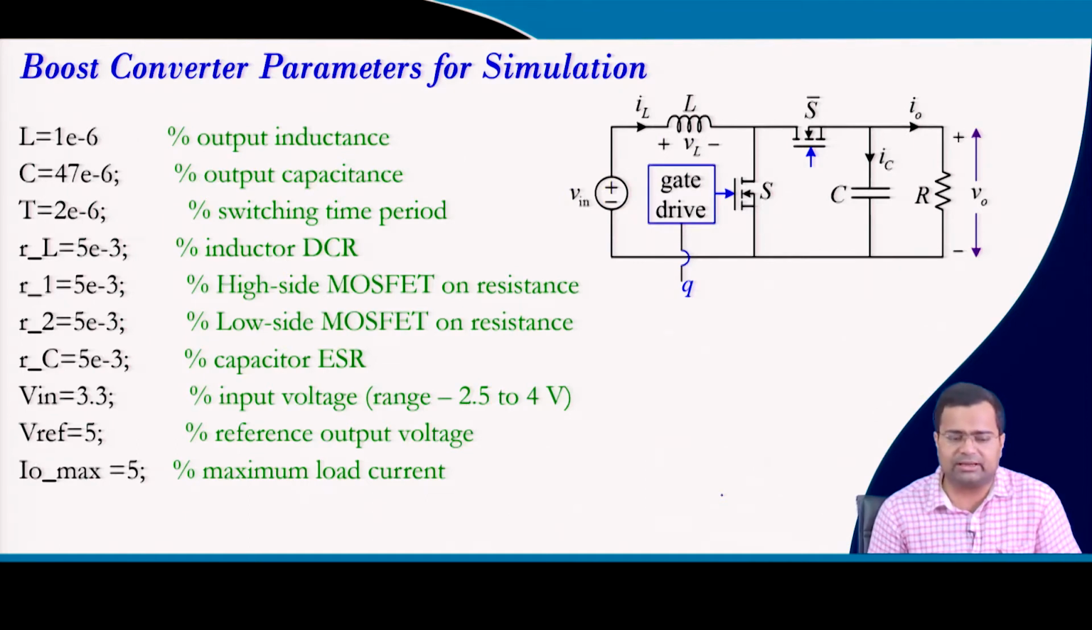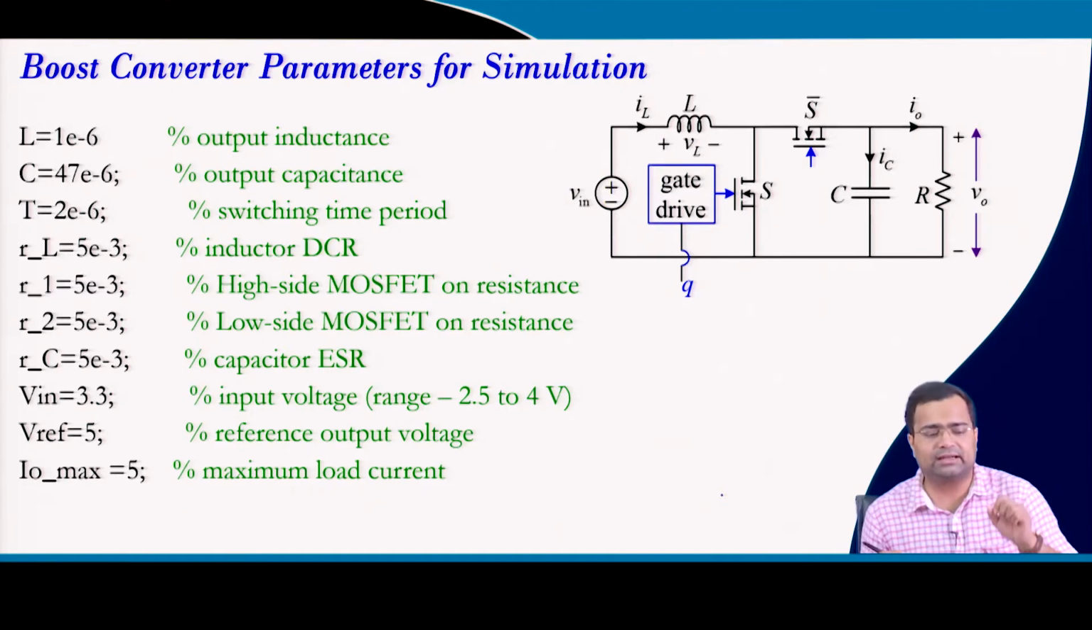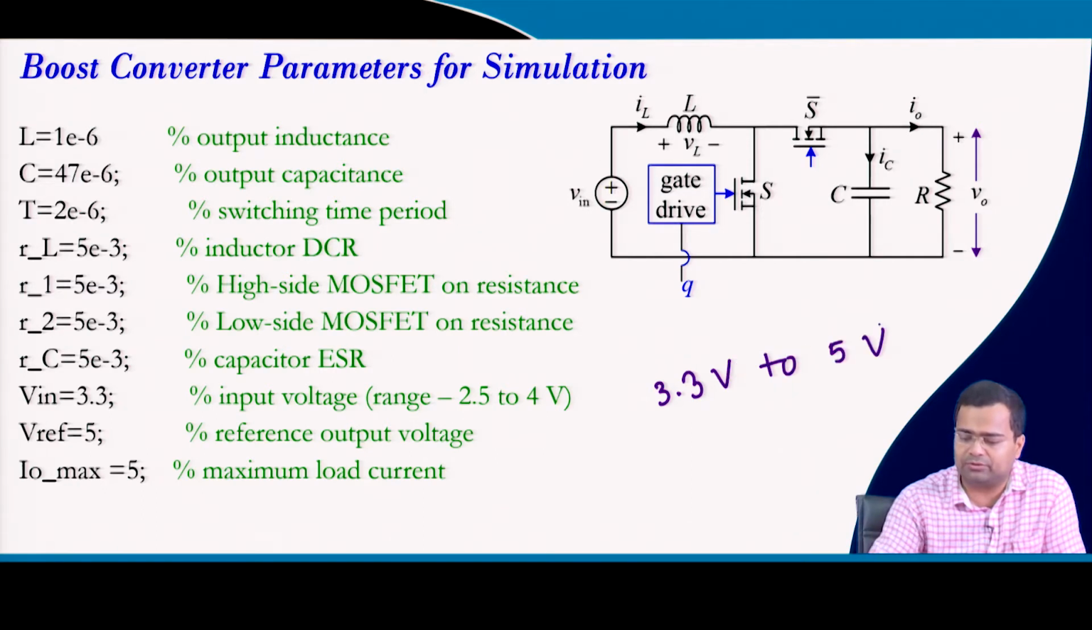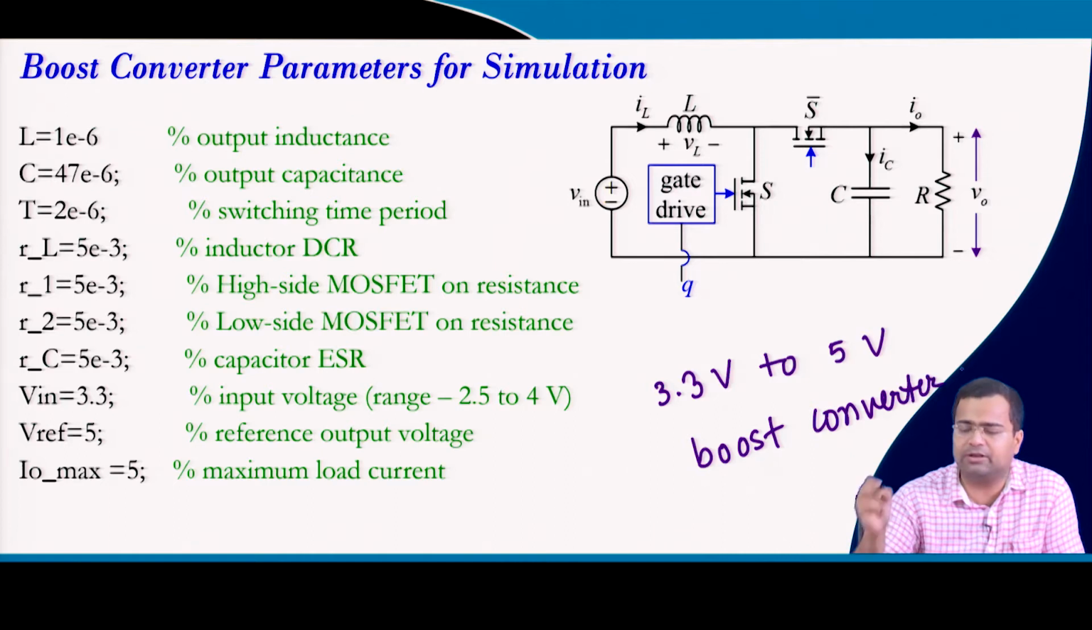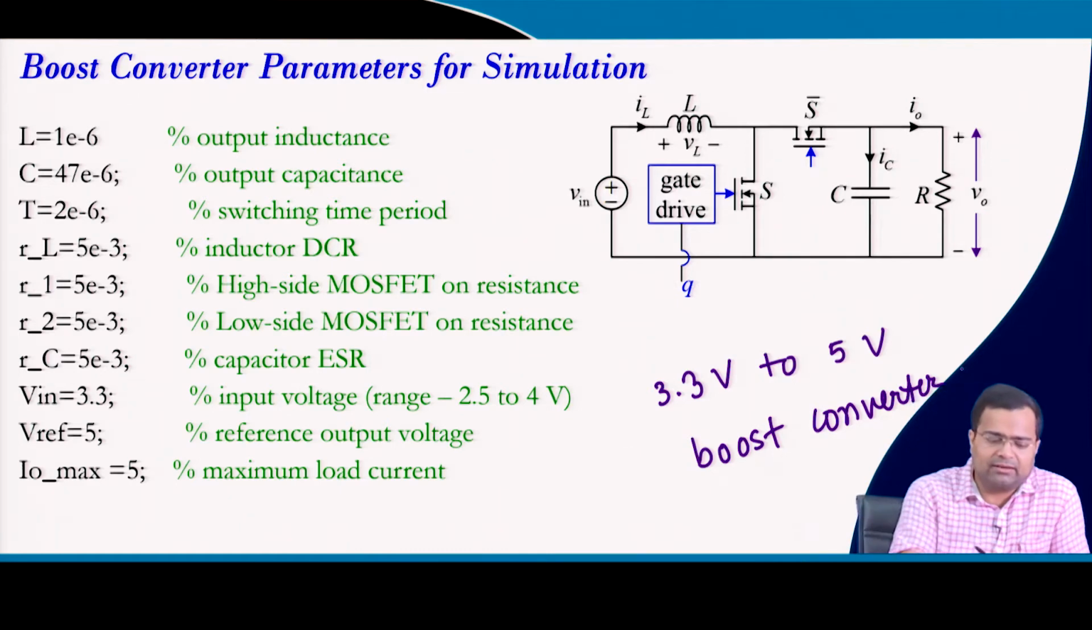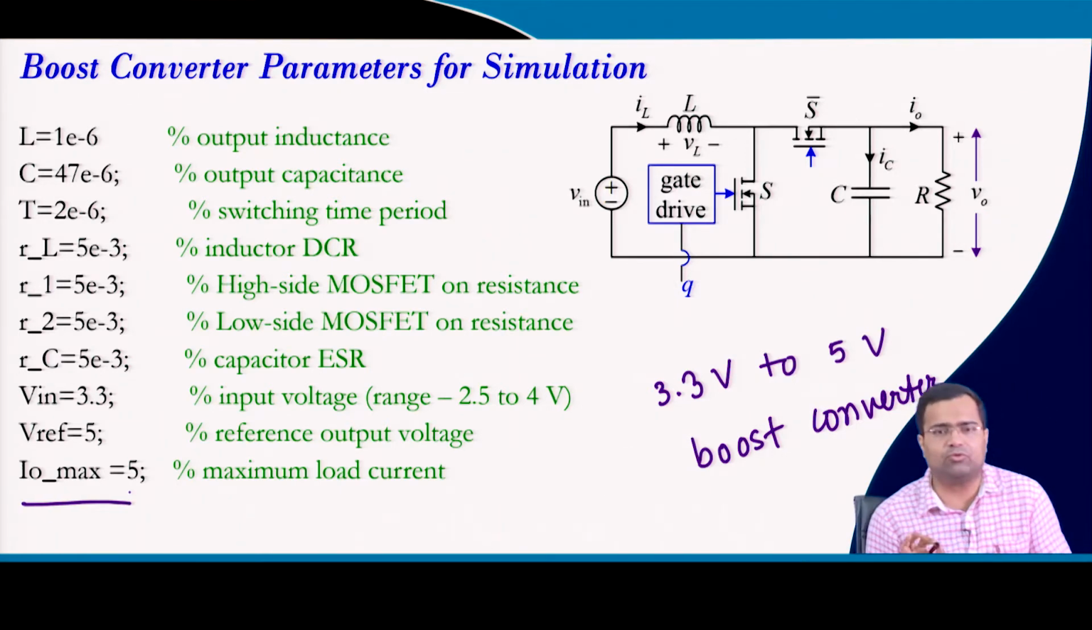We will also consider a boost converter, where the inductor is 1 microhenry and the capacitor is 47 microfarad. All these parameters, the selection of inductor and capacitor, we will discuss in the next lecture. Here we are talking about 3.3 volt to 5 volt, which is a simple boost converter, because we are stepping up the input voltage. So the output voltage is higher than the input voltage, and we need to define the maximum load current, I0 max.